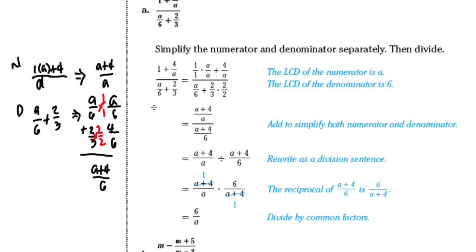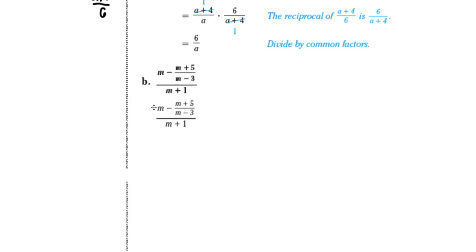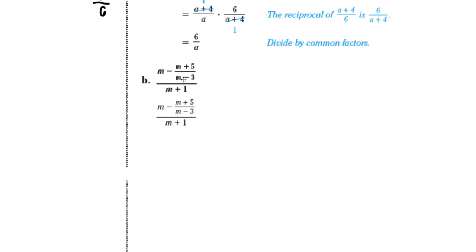is 6 over a. Okay, let's take a look at letter B and see how we simplify this. In letter B, we have m minus (5 over m plus 5)... all over m minus 3 all over m plus 1. We want to simplify this, and we copy the problem first and foremost. This is very similar to a mixed number. So what we want to do is multiply m by m minus 3, and then we subtract m plus 5. Basically we do this for the numerator, m times m minus 3, and then we subtract m plus 5. Of course, I'm going to put it in parentheses all over our denominator, which is m minus 3.